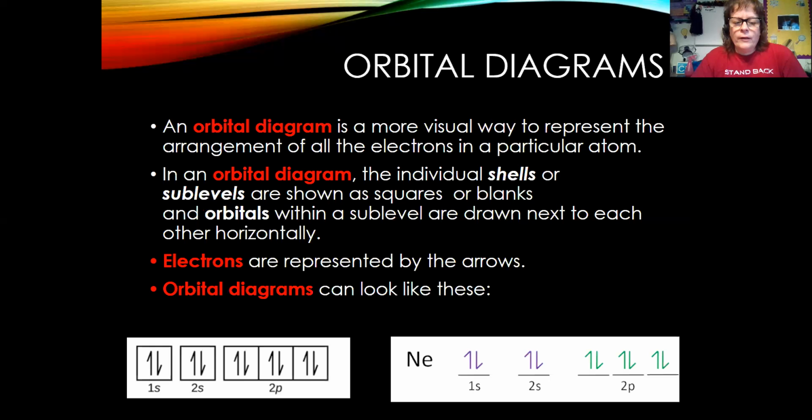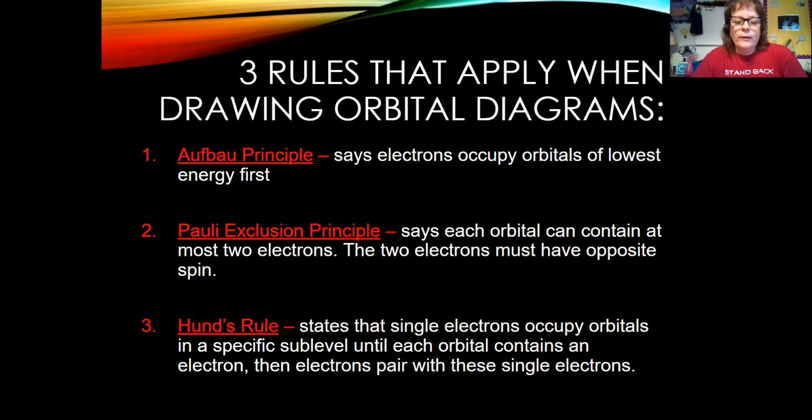So you were looking at these arrows on these orbital diagrams, and you can see that one arrow goes up and the other one goes down. Well, that's representing a different spin. Each electron is spinning in an opposite direction. A little bit more on that in a second. All right, then you have Hund's rule.